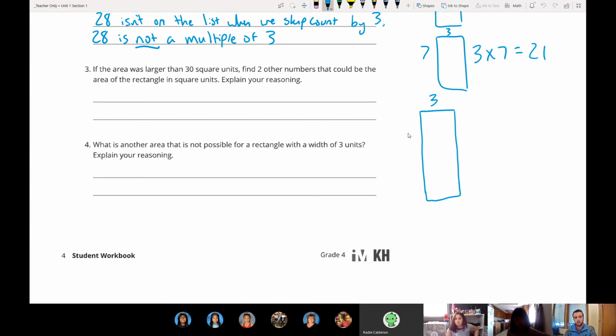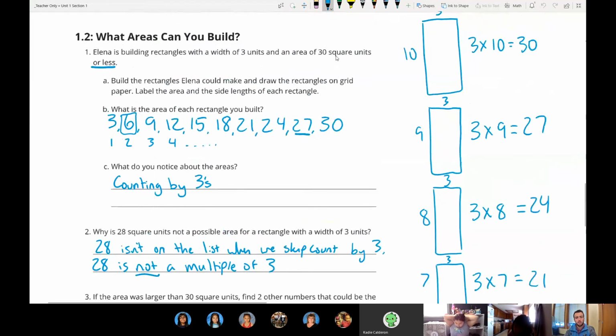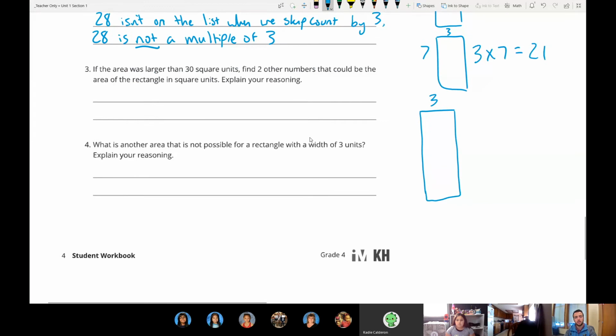The area is 30 square units. So we're looking for one that's larger than 30 square units. Because remember, in the first problem up here, I'll scroll up, we stopped at 30 square units. We said 30 square units or less. So these numbers here are all less than 30 except for 30 right here, like we went up to it. But now we have unlimited numbers to work with. Okay. So what could be a possible area of a rectangle that's larger than 30 square units that has a width of 3?